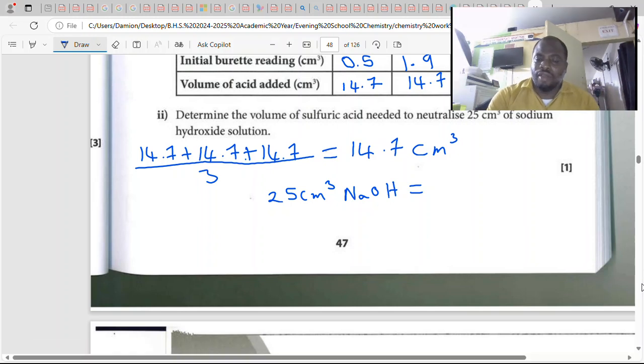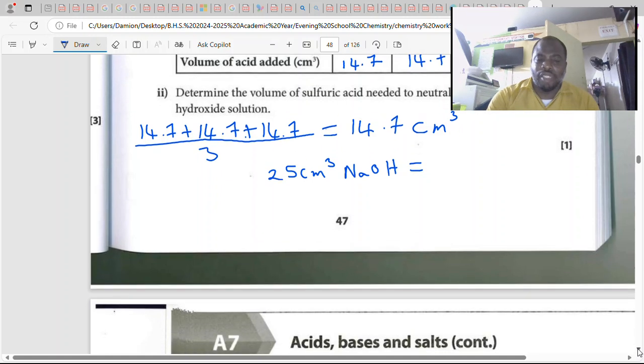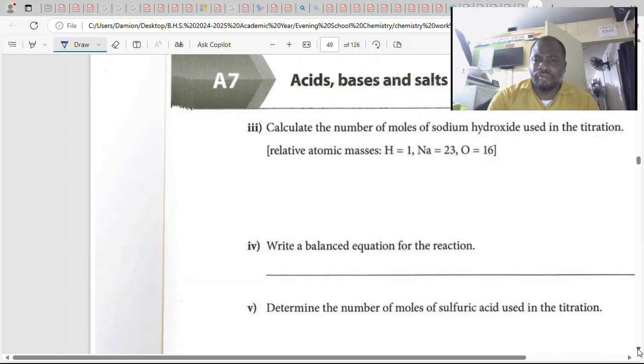Anything outside of a 0.1 difference, we wouldn't be using it. Now it says calculate the number of moles. Calculate the number of moles of sodium hydroxide used in the titration. Calculate the number of moles.